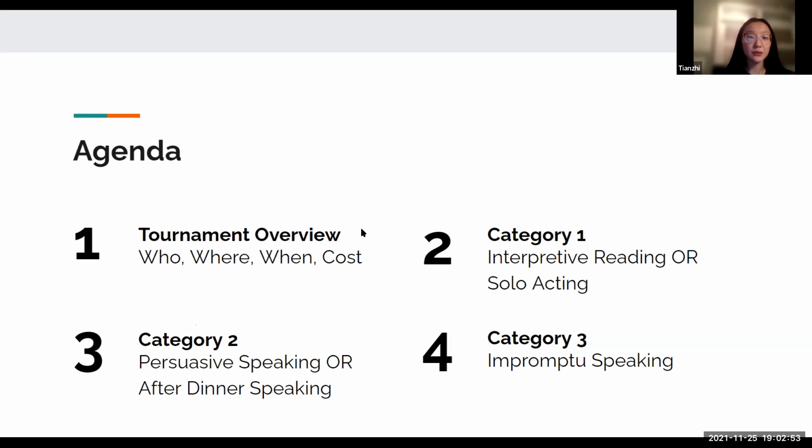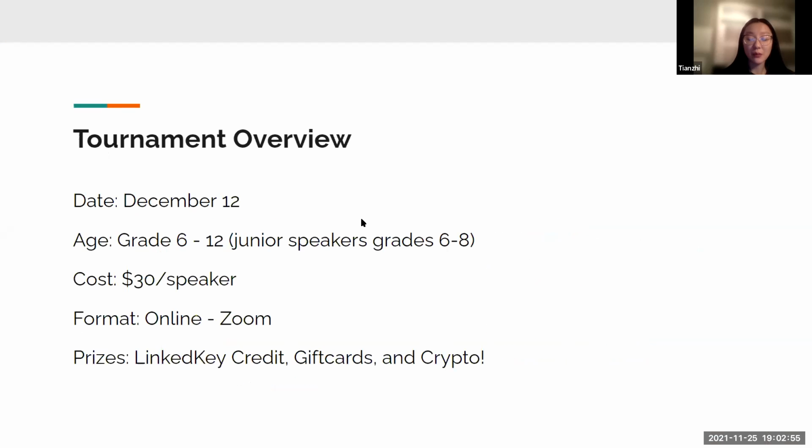Okay, tournament overview. So this tournament will be happening on December the 12th. Grades 6 to 12 can join. So we will be having a junior category. That is if you are in grades 6 to 8. So the junior category is basically a separate category where you can earn awards. All that specific information is in the tournament invitation package, which you all should have access to. So if you want more details for what the junior category means, all that is in the invitation package.